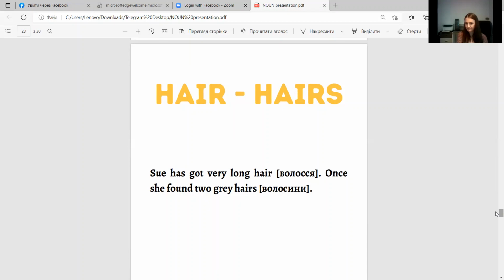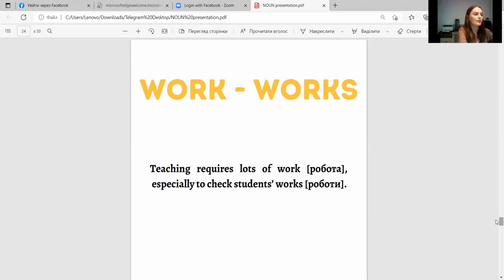Then another word, work and works. Here, look, please, at the example, yeah. I need to.